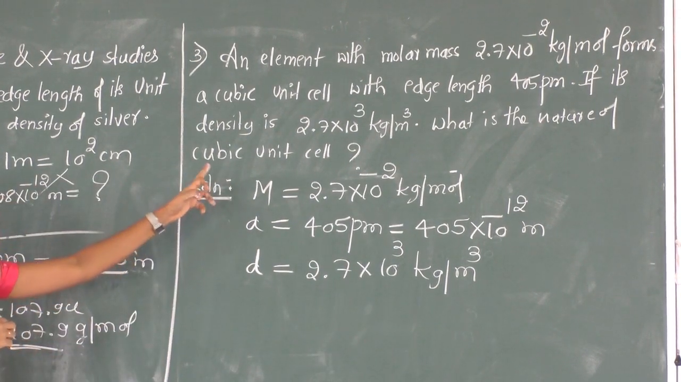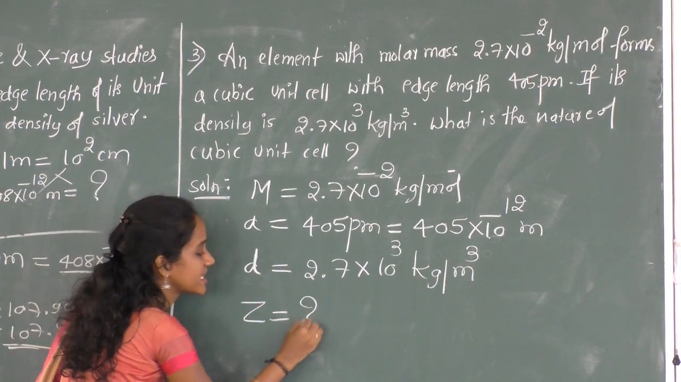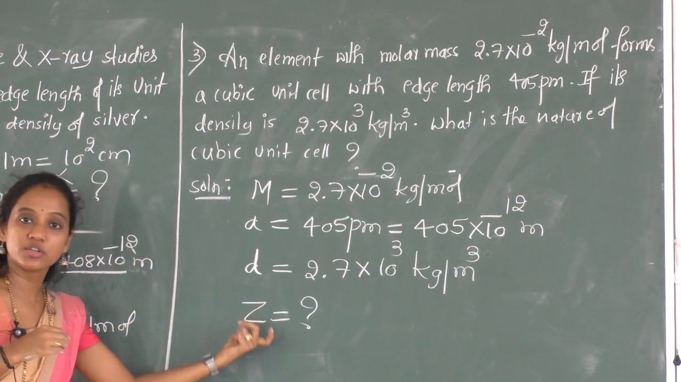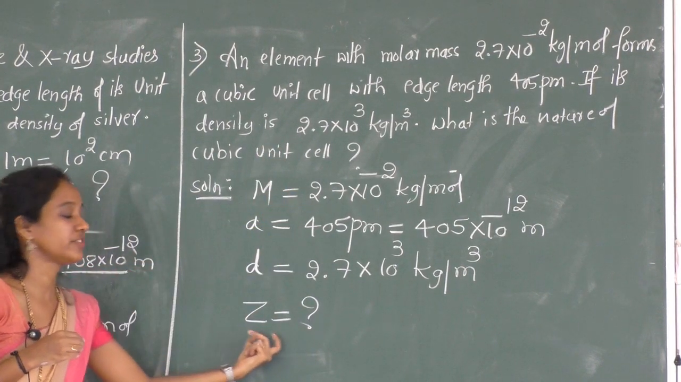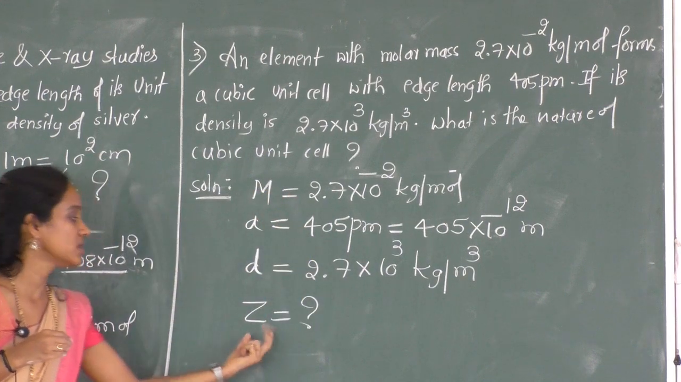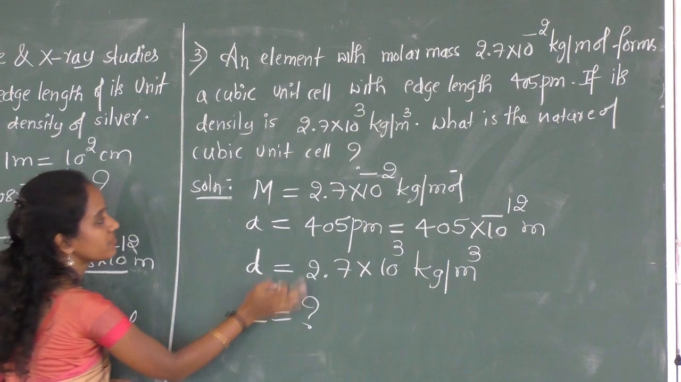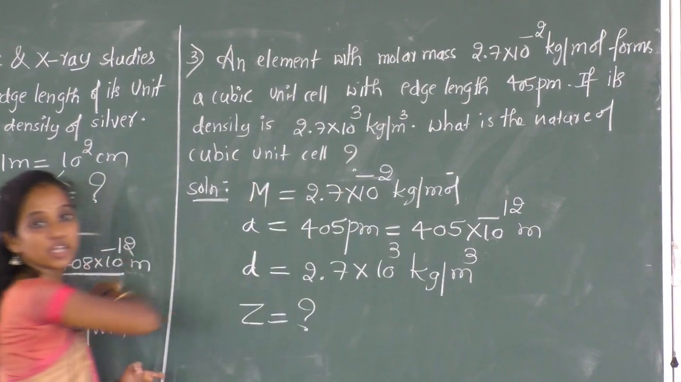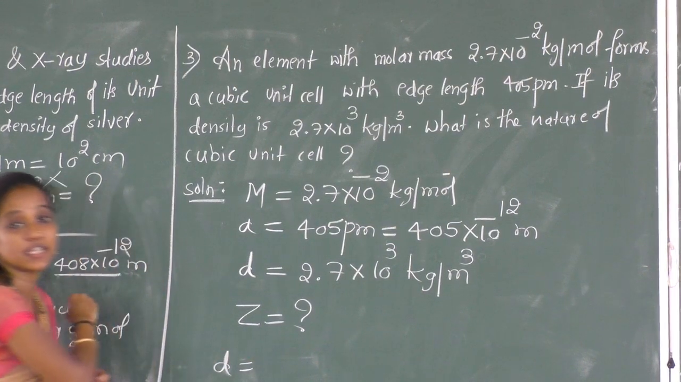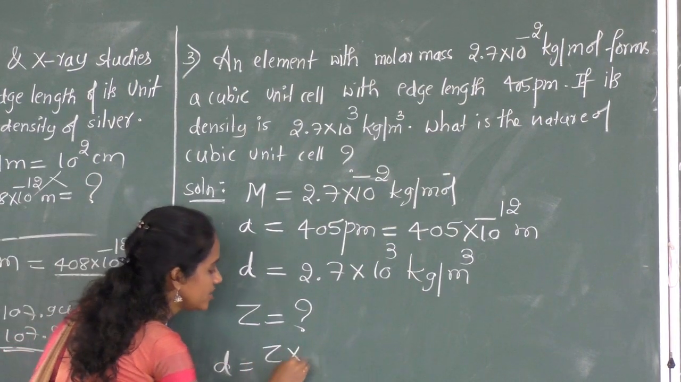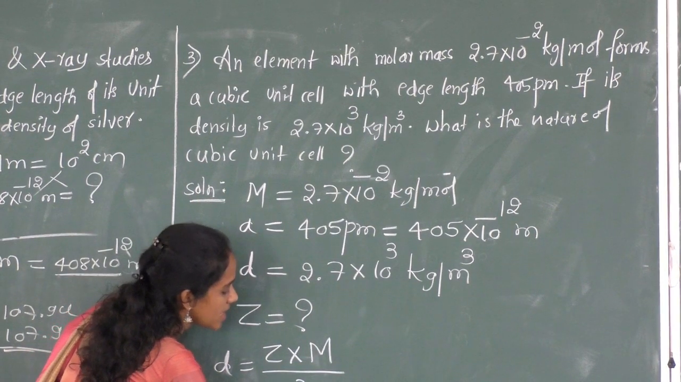What is the question? What is the nature of the cubic unit cell? You need to find out the value of Z here. If you get the answer Z equal to 4, then it is FCC. If it is 2, that is BCC, or if it is equal to 1, then it is simple cubic unit cell. Now you have to identify the nature of the cubic unit cell here. Okay, now let us write the formula of density. Density is equal to Z into M, that is molar mass, divided by A cube into Ne.